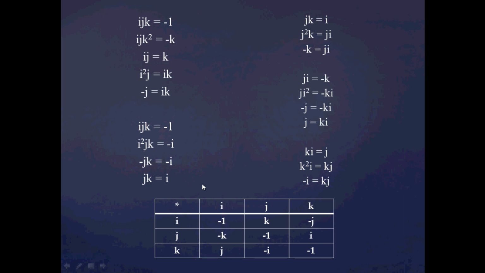And let's say you really had to memorize these things. You really only need to know 3 of them, and then remember that when you switch the order, you just add a minus sign. So what you would have to know is that i times j is equal to k. A nice one to know is that ki is equal to j. And then jk is i. Those are the positive ones. Then when you switch the order, you just add a negative sign.